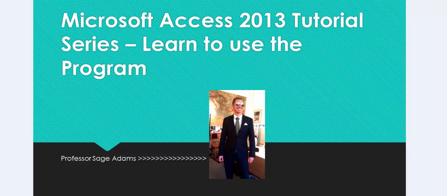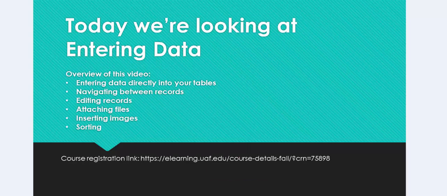In the last episode, we looked at relationships, what they are, why you need them, and how to create them. And in this episode, we'll look at entering data into our existing tables. Specifically, we'll look at putting data into your fields directly with a table. In a later tutorial, we'll look at entering data through a form, which is the preferred way. But as we haven't looked at forms yet, we'll stick with entering data with tables for now.